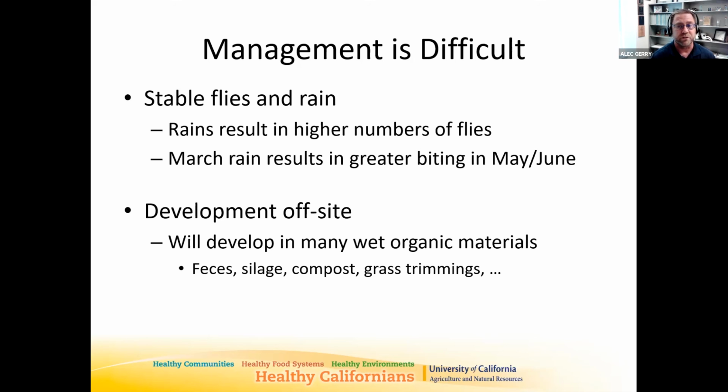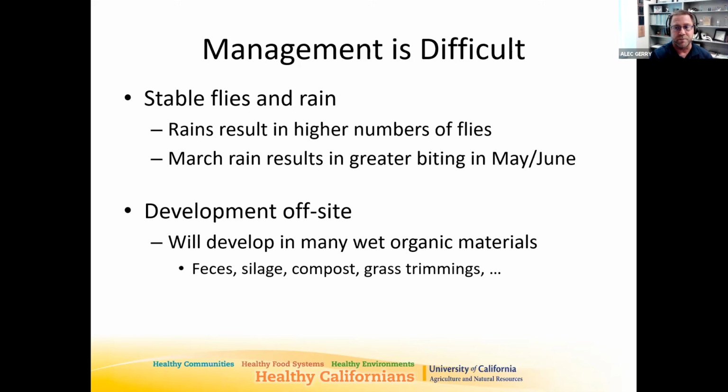We know from previous research that if it rains in March, we can expect high numbers of stable flies in May and early June. So that's something to watch out for. If you know there's a March rain, it's probably a good idea to tell your producers. You might look for ways to try to control stable flies because there's probably going to be a bad year.